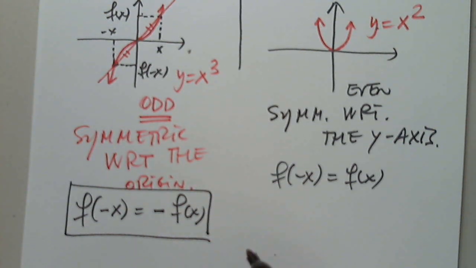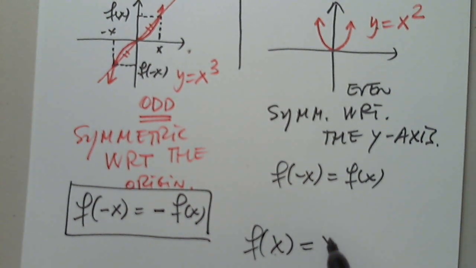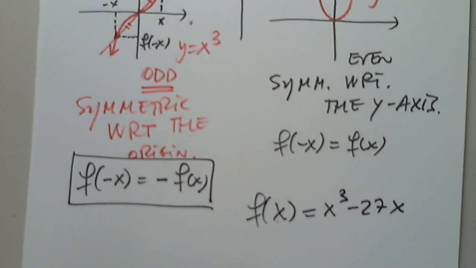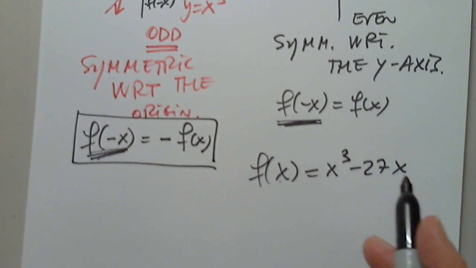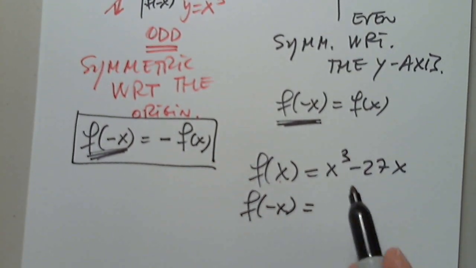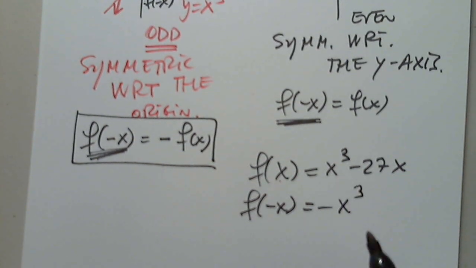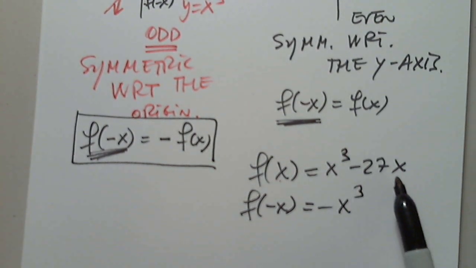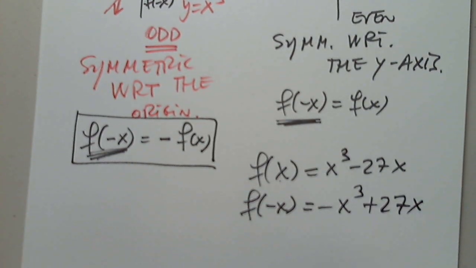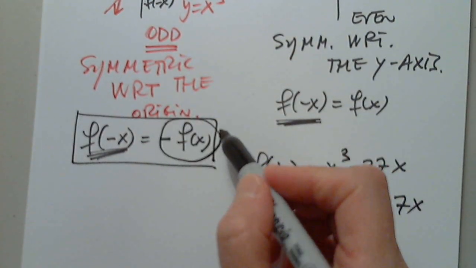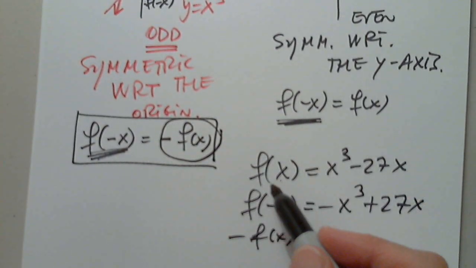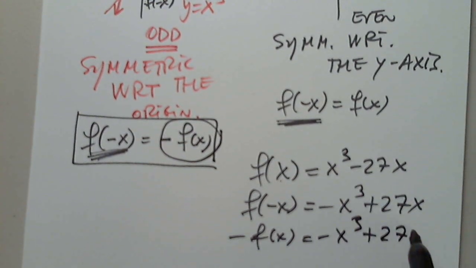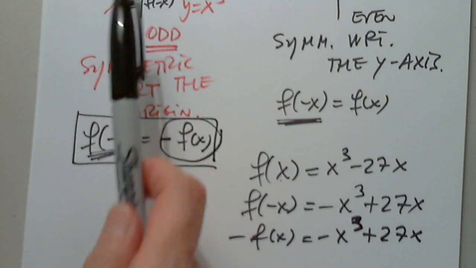For our function that we looked at, it was f of x equals x to the third minus 27x. And we have to determine f of negative x in both situations. So if I replace x by negative x, this changes into negative x cubed. This one changes into positive 27x, which will equal this. So if I multiply both sides of this equation by negative 1, this is exactly what I get. So that's why the function is odd, symmetric with respect to the origin.